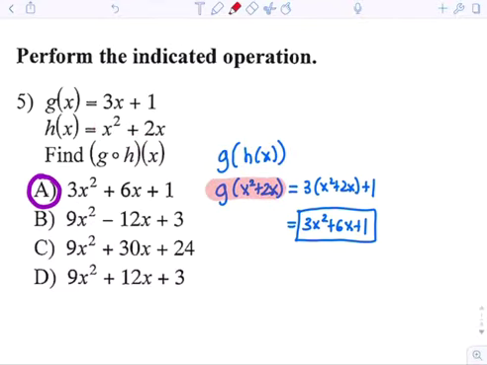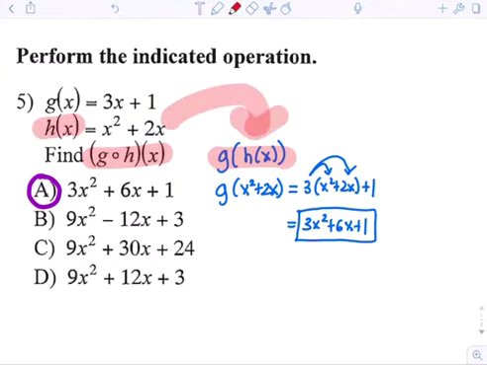Now, after this step, we're going to substitute that x squared plus 2x everywhere we see an x in the g of x function, right? So, since x squared plus 2x is now our x, the only place I see another x is right there, which means in that equation, our x is now going to be x squared plus 2x. Then we just distribute this to both of the terms on the inside, and we're going to get 3x squared plus 6x plus 1. And that's going to be part A. So the key thing is to remember that it is g of h of x, and substitute the h of x into the equation. And then from here, use g of x and substitute x squared plus 2x everywhere you see an x.